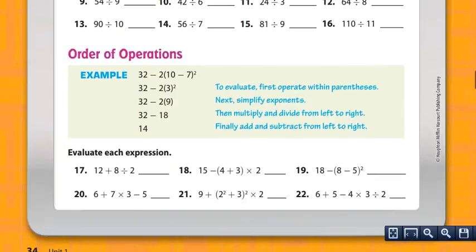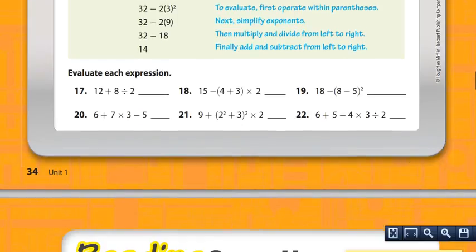Okay. Here's order of operations, which is one of the things that we're going to talk about. It gives you some steps on everything. I always use the acronym PEMDAS, which is parentheses, exponents, then you multiply and divide from left to right in the order that it occurs, and then add and subtract, again, in the order that it occurs. So if you have subtraction before addition, you would do that first.